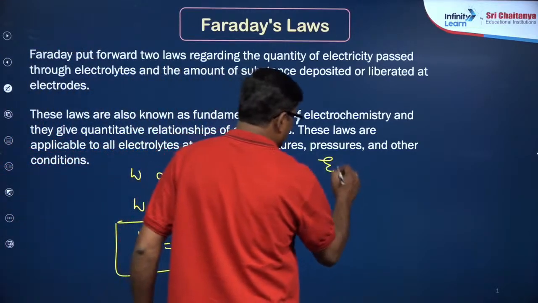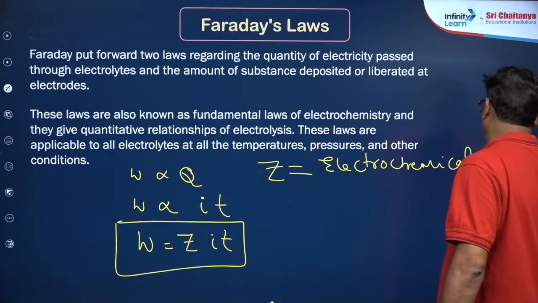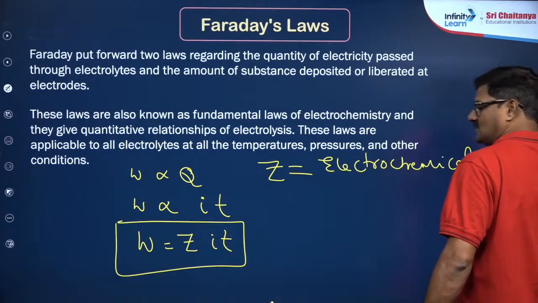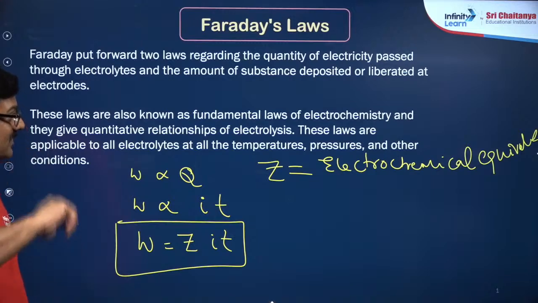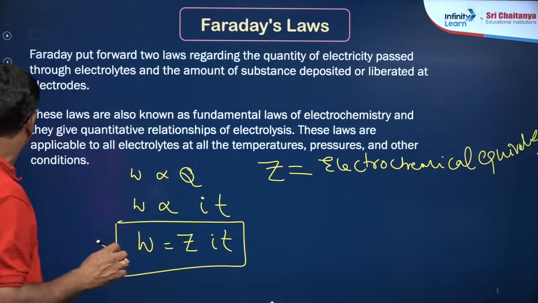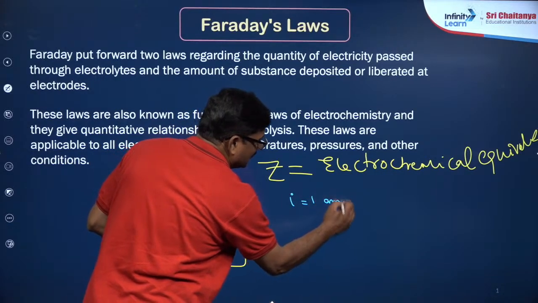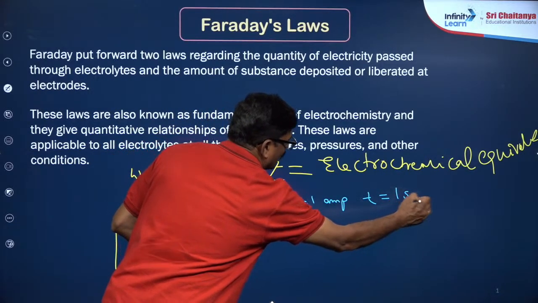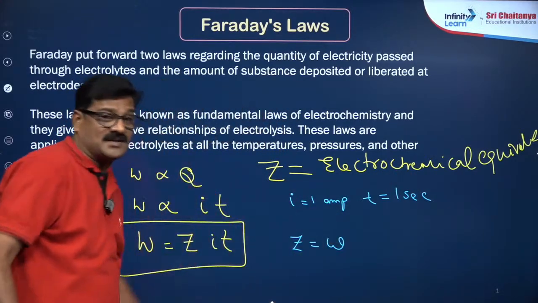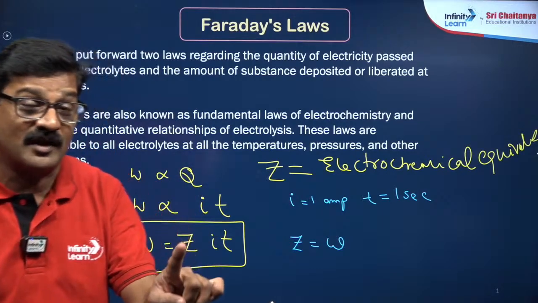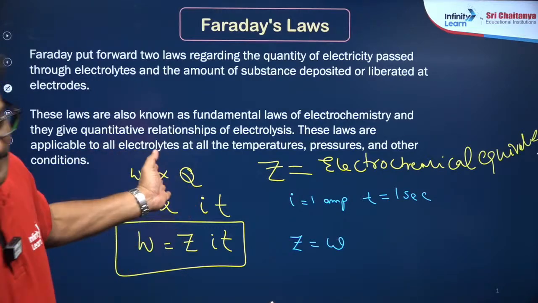Electrochemical equivalent. That's good. Electromotive force is not it. Electrochemical equivalent. How do we define this electrochemical equivalent? When I is 1 ampere and T is 1 second, then Z is equal to W. I mean to say the mass of substance that is deposited when 1 ampere current is passed through the electrolyte for 1 second. Simple.